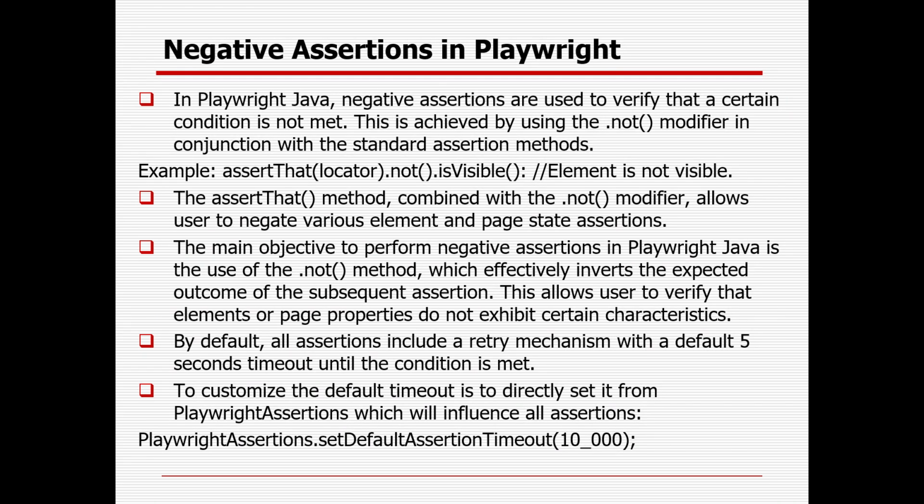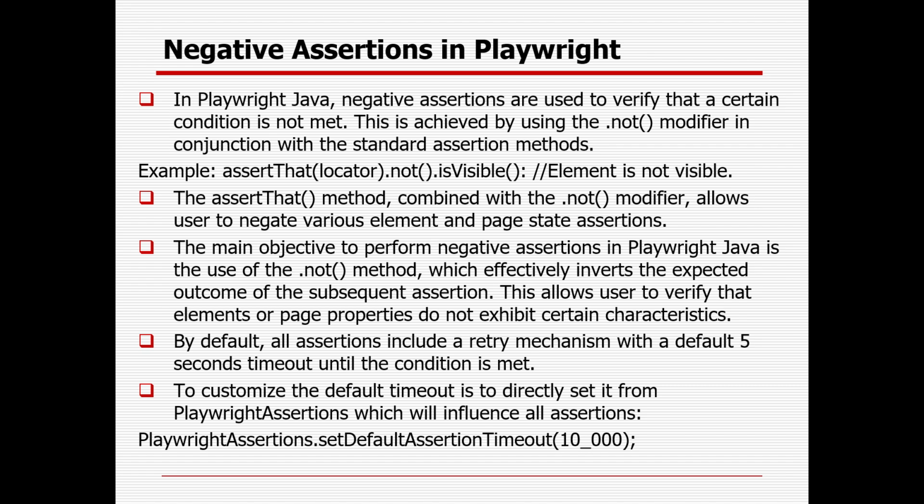The main objective of performing negative assertion in Playwright Java is the use of the dot not method, which effectively inverts the expected outcome of the subsequent assertion. This allows users to verify that element or page properties do not exhibit certain characteristics.